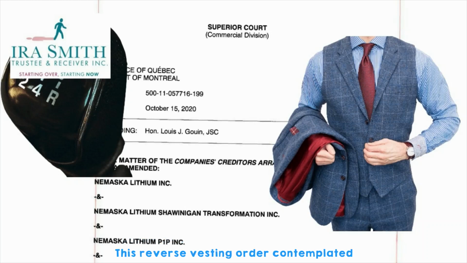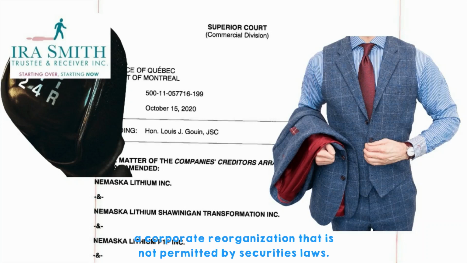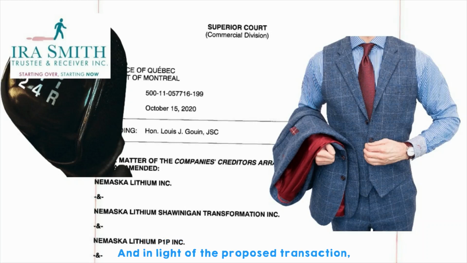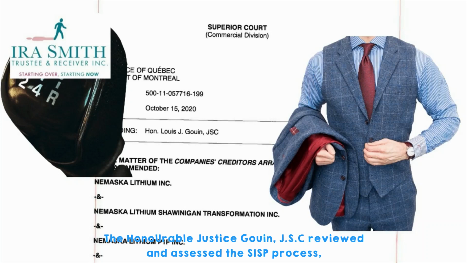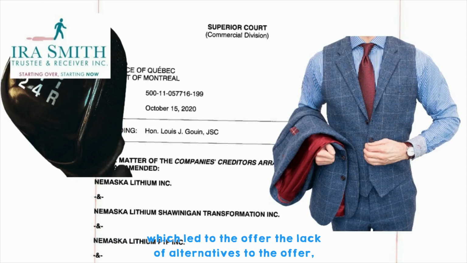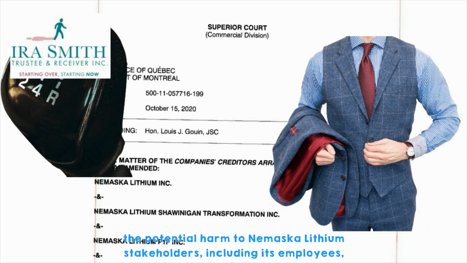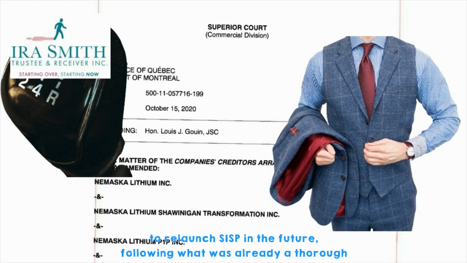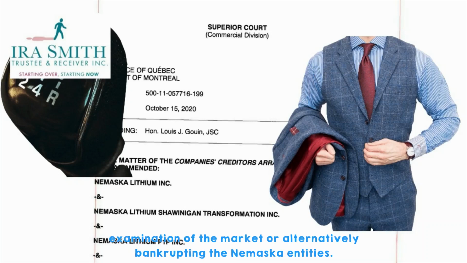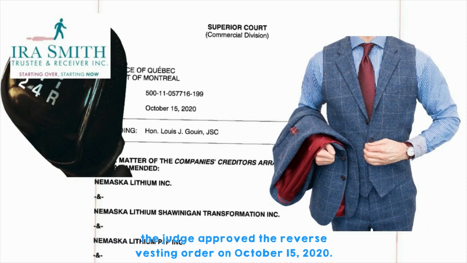This reverse vesting order contemplated a corporate reorganization that is not permitted by securities laws, and in light of the proposed transaction, the directors and officers of Nemaska Lithium Inc. should not be released. The Honorable Justice Guin, JSC, reviewed and assessed the SISP process which led to the offer, the lack of alternatives to the offer, the potential harm to Nemaska Lithium stakeholders, including its employees, creditors, suppliers, and the Cree community, stopping the restructuring process to relaunch a SISP in the future following what was already a thorough examination of the market or, alternatively, bankrupting the Nemaska entities. In light of all these factors, the judge approved the reverse vesting order on October 15, 2020.